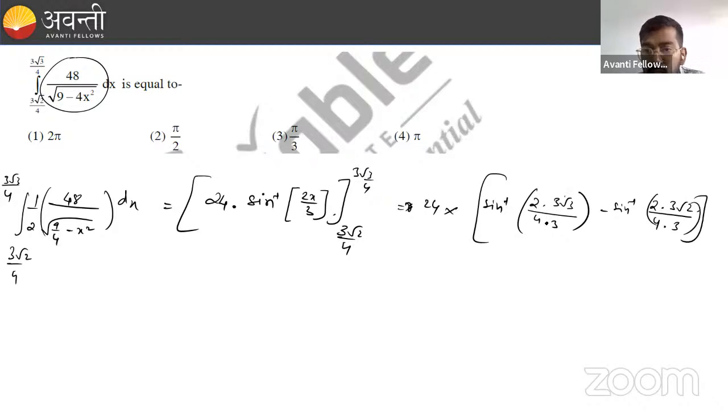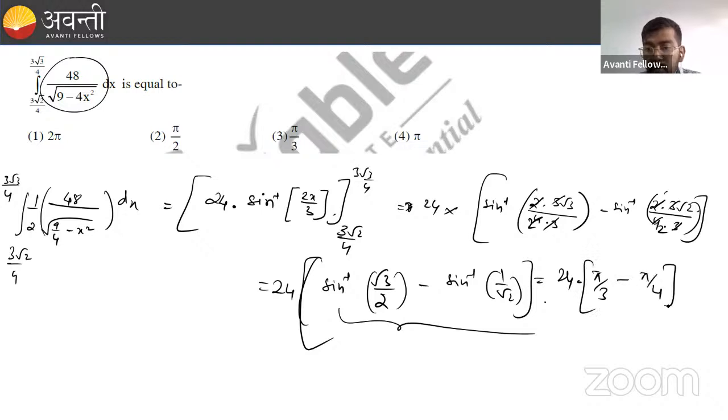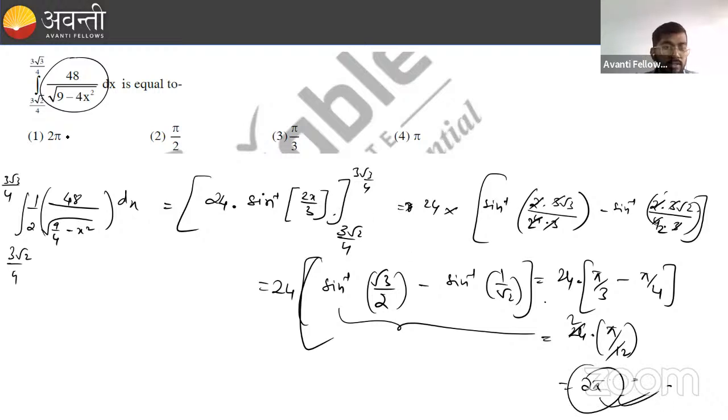So here 3 will get cancelled, here 2 becomes 2, here 3 will get cancelled, here it becomes 2. So this will become 24 into sine inverse root 3 by 2 minus sine inverse 1 by root 2, right? So for these values, we will write 24 into, when it is root 3 by 2, pi by 3, minus when it is 1 by root 2, pi by 4. So this comes out to be 24 into pi by 12, so this comes out to be 2 pi. Okay, so the answer to this question is 2 pi.